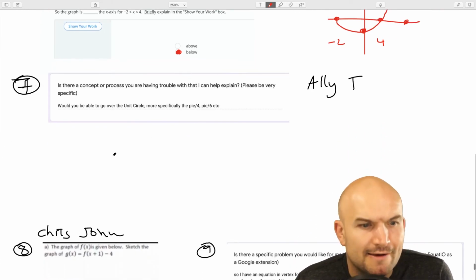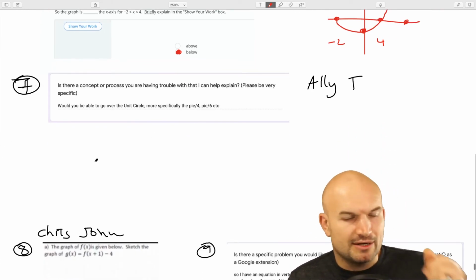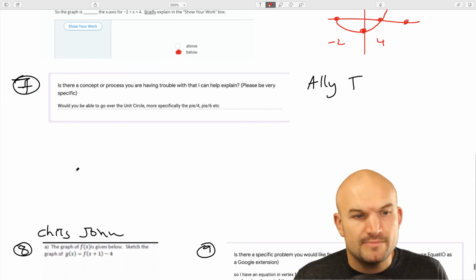Specifically pi over 4 and pi over 6. So as far as the unit circle, remember the unit circle is just created from triangles, right?